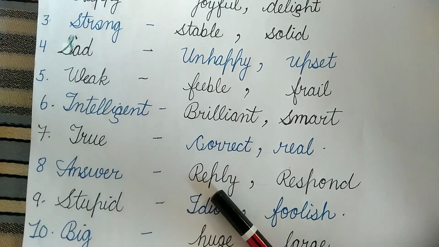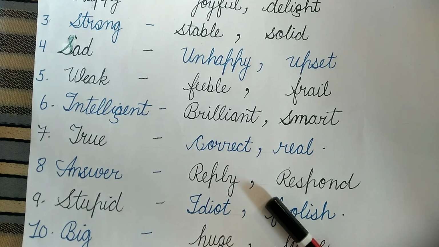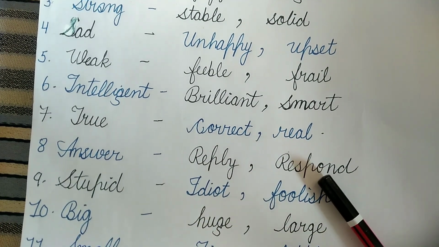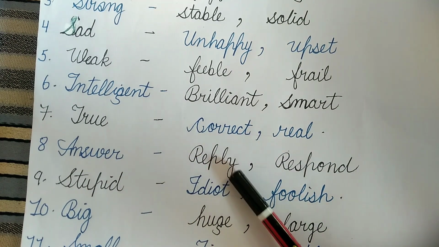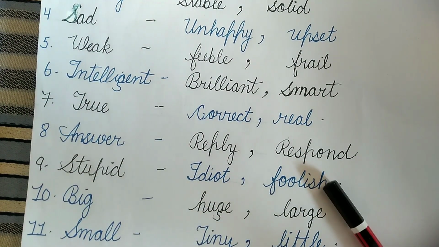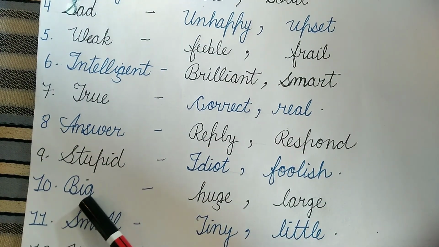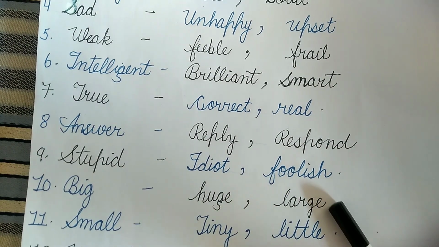Answer means reply, respond. Reply, R-E-P, rip, L-Y, lie. That's reply. Respond, R-E-S, res, P-O-N-D, pond. It's respond. Answer means reply or respond. Number 9 is stupid, idiot, foolish. Stupid means idiot and foolish. Number 10 is big, huge and large.